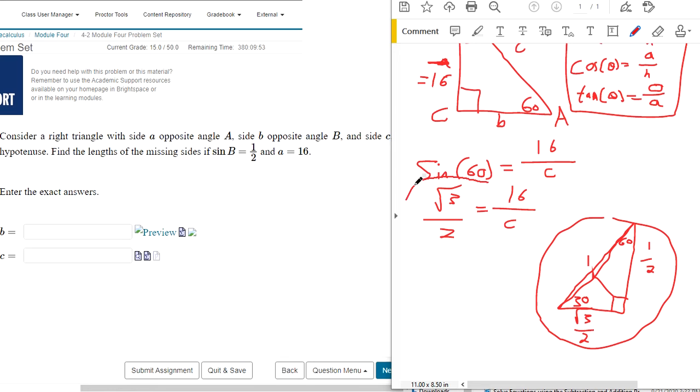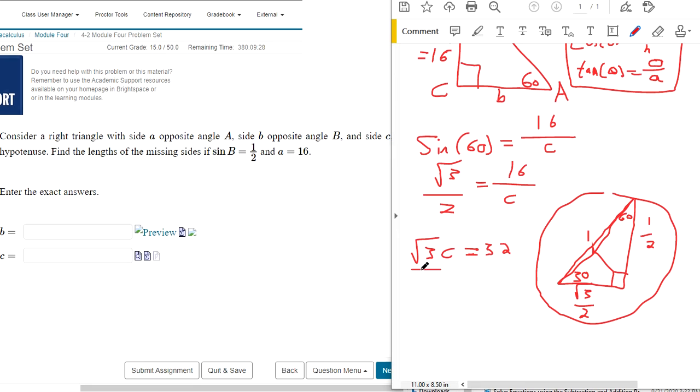Okay, and then to solve this equation for C, there's a couple of different ways of doing it. You can multiply C to both sides. I think the easiest way to do it is to do the cross multiply and divide trick. If you multiply across the diagonals, square root of 3 times C equals square root of 3C, and then 2 times 16 makes 32. You can do that when you have two fractions set equal to each other.